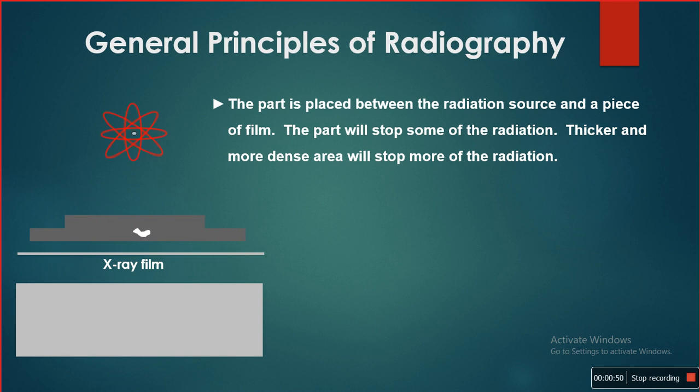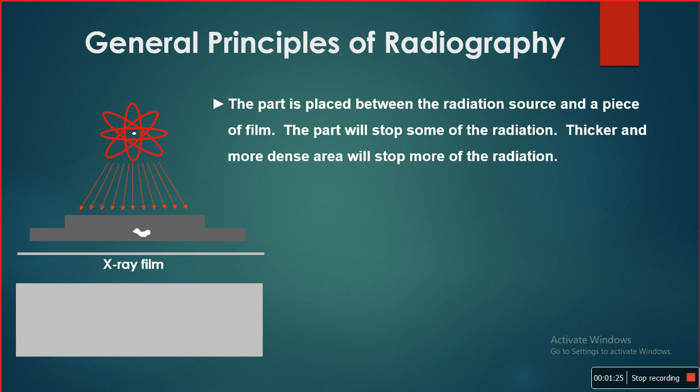If you consider the general principle of radiography, there are three components basically. First one is the X-ray or radiographic source. The second is the X-ray film, which gives us the response, which can be used for predicting or evaluating the component. And the third one is the component. The component is placed between the radiation source and the film.